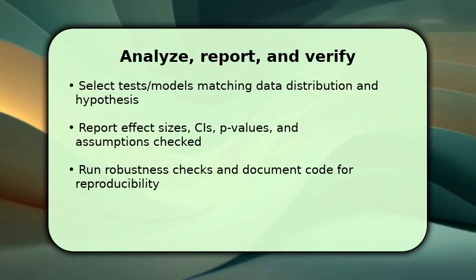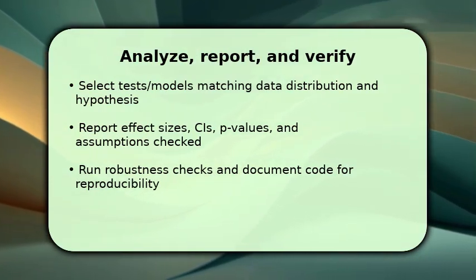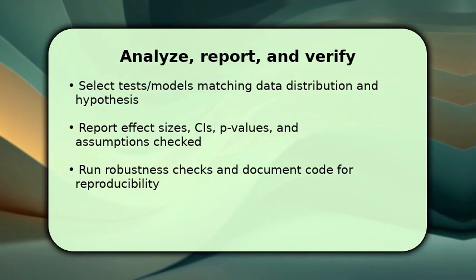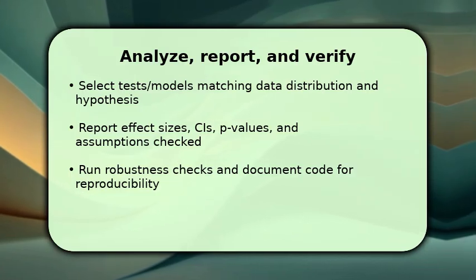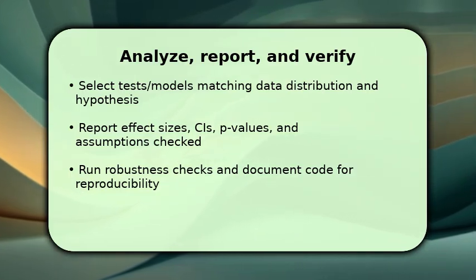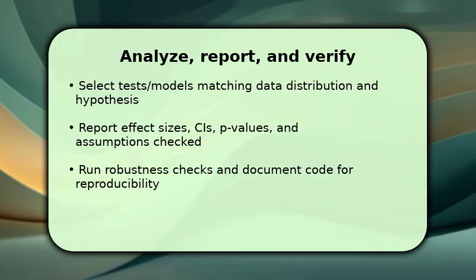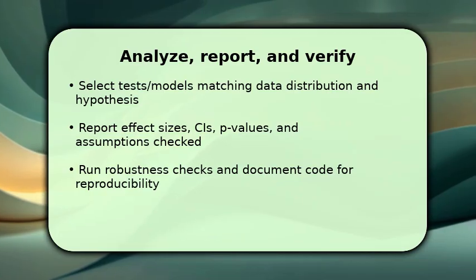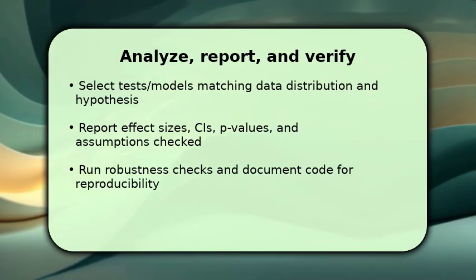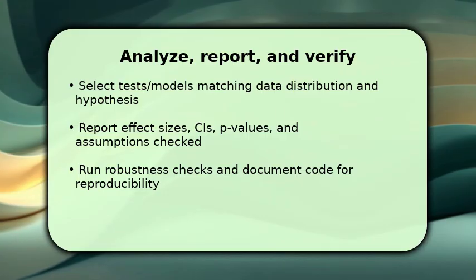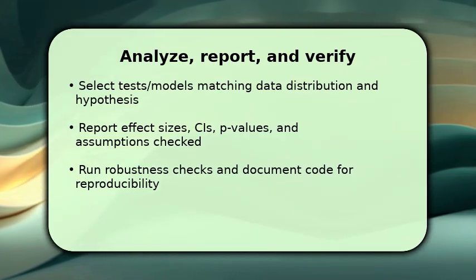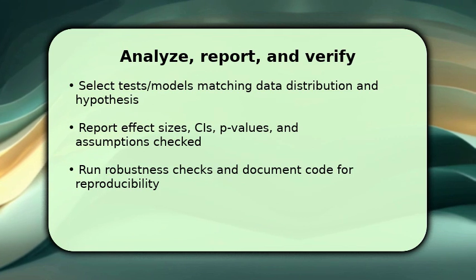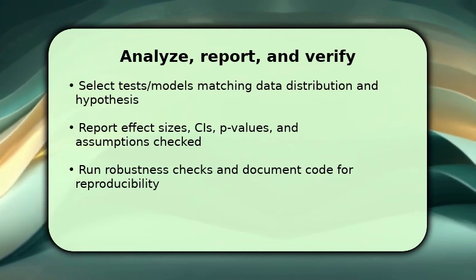For example, test residuals for normality when using linear models. Report effect sizes and confidence intervals alongside p-values so readers see practical significance, and include model diagnostics. Once results are obtained, perform robustness checks: alternative specs, sensitivity to outliers, and cross-validation. Then document and version control your code and outputs. If results look unstable, the key troubleshooting tip is to revisit data preprocessing and model assumptions first.